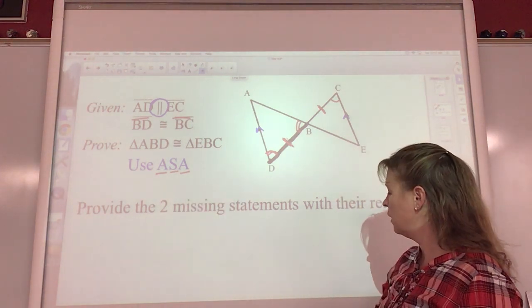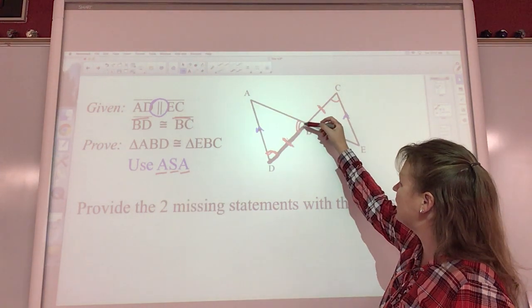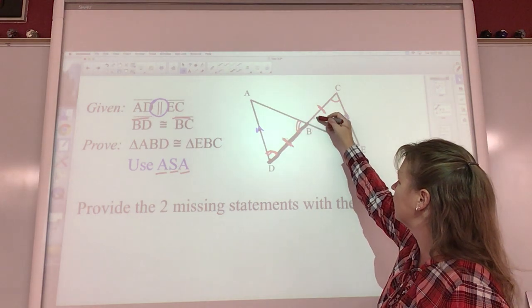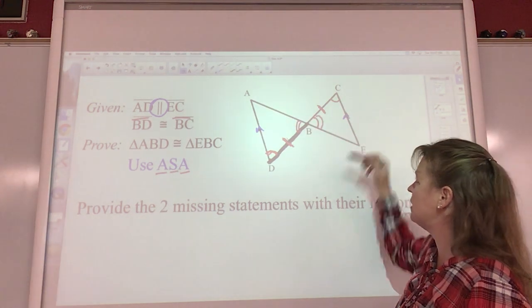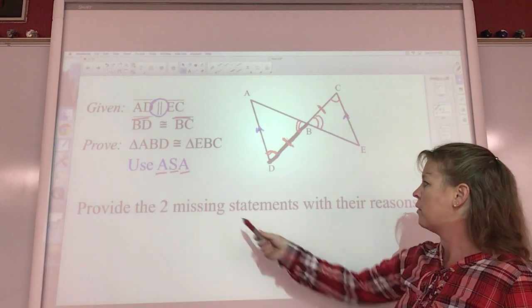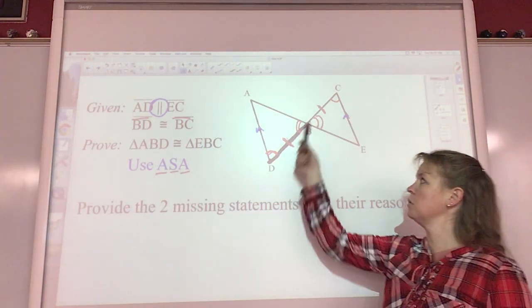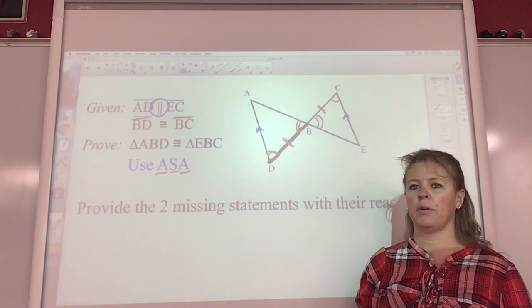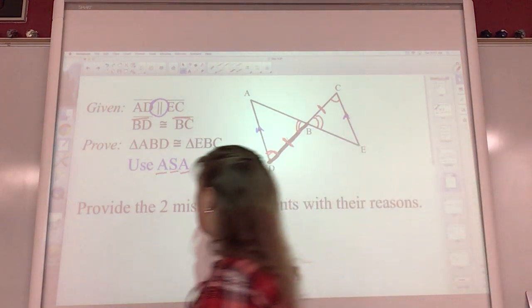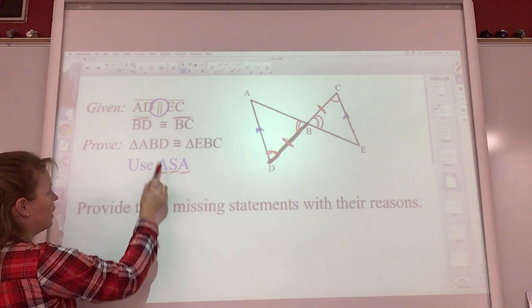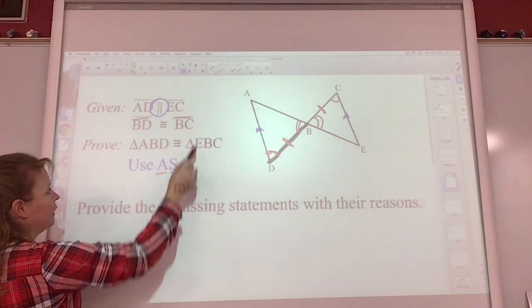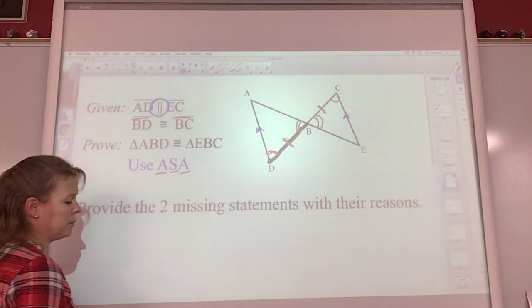So instead, we have to say, well, then I need this angle ABD up here to be congruent to this angle CBE. Provide the two missing statements with their reasons. I just provided the two sets of missing tick marks with their reasons, but not the statements. We already know our congruent statement. We already know our reasons. So we have the final answer. We've got to come up with the missing parts.